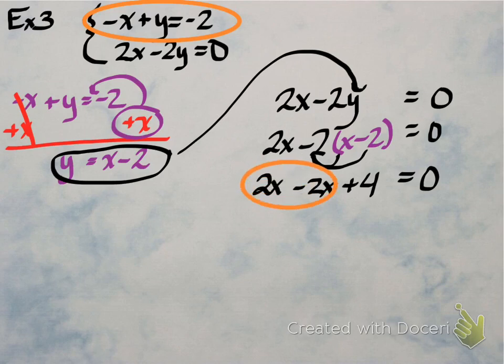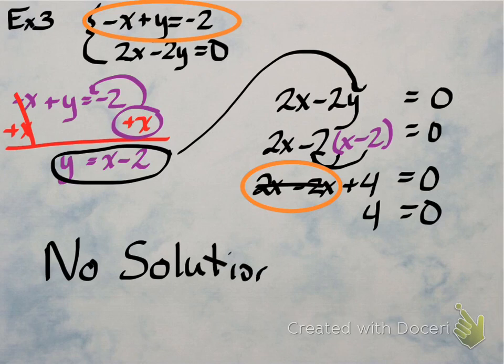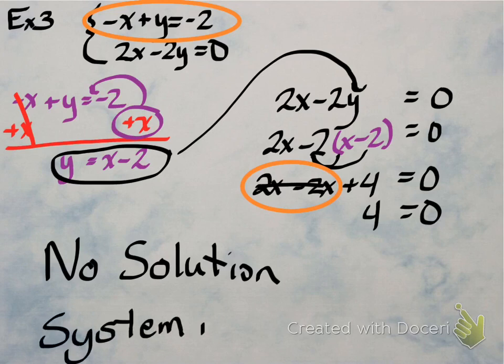Again, my variables cancel out completely. That leaves me 4 equals 0. Wait a minute, 4 can't ever equal 0. There's no number that will make 4 equal 0. Since that's impossible, there is no solution. This is the situation where we had parallel lines, and the system is classified as inconsistent.